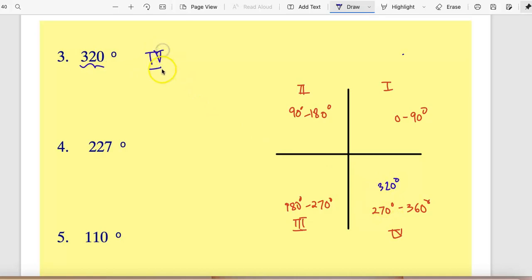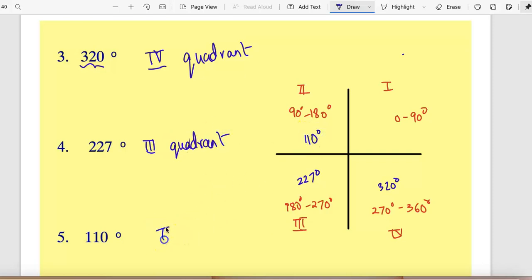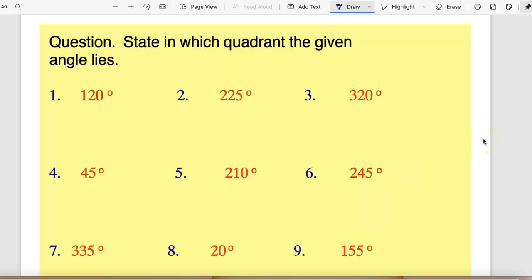Don't just write like this. Write over here: fourth, or going quadrant in the clockwise direction. Fourth quadrant. And this one over here, 227, will fall over here. That's my third quadrant. And this will fall up over here. This is my second quadrant. So that's what the question is asking from us. That's it, easy and simple. I want you to practice these questions. Go ahead and copy this question, write down which quadrant they go, and show it to me.